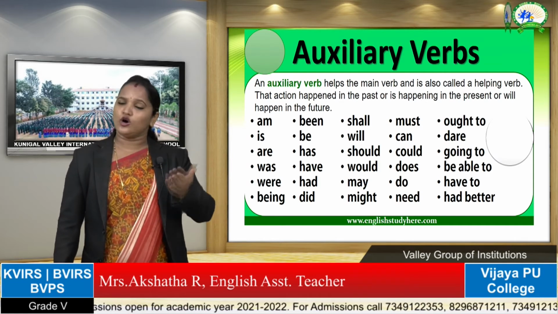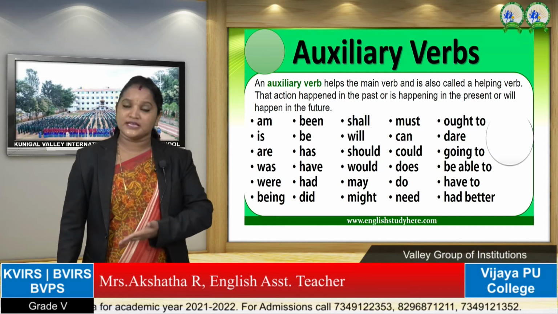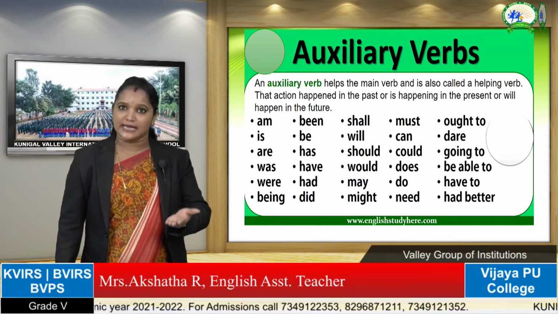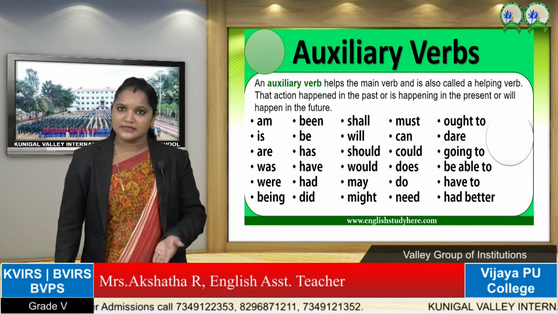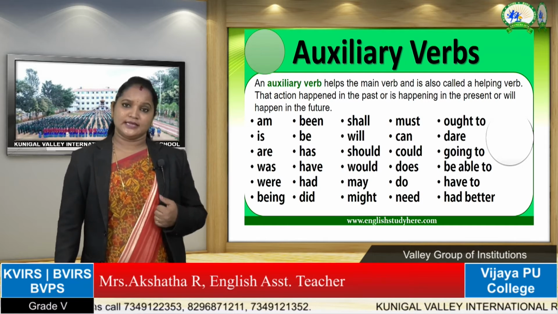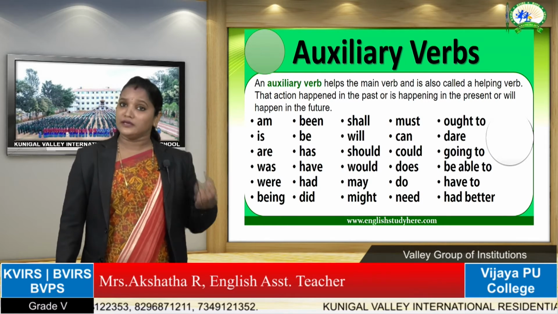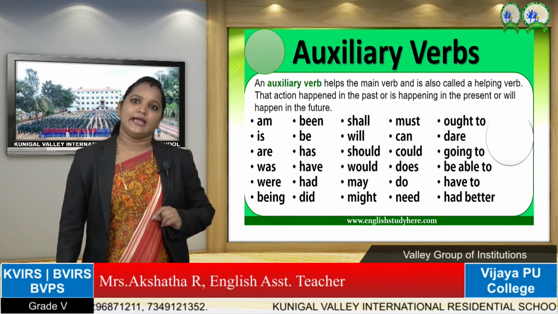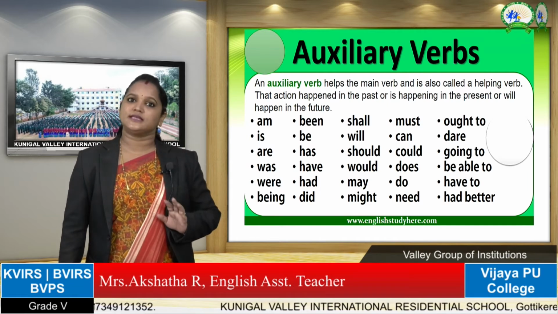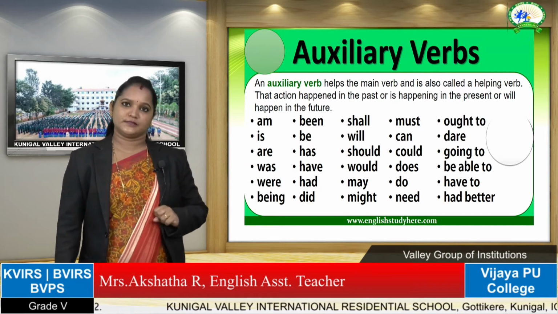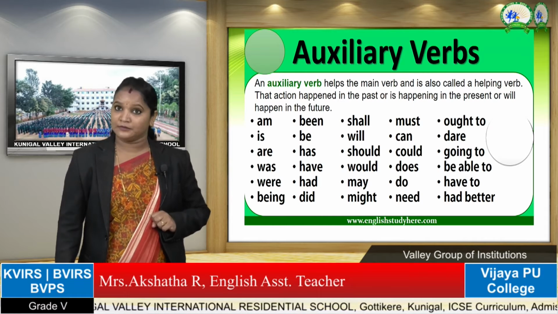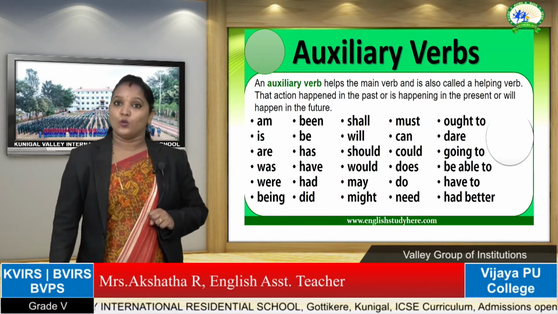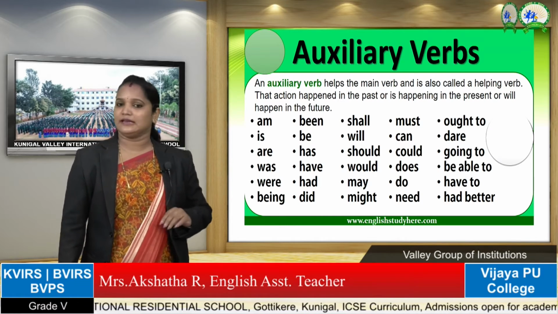So all these auxiliary verbs help us to decide whether the actions are going on in the present tense, past tense or future tense. As they are helping the main verb, they are called helping verbs. This is about the auxiliary verbs. You know where to use is, where to use am, where to use was, where to use are, and all. You are very clear about it.